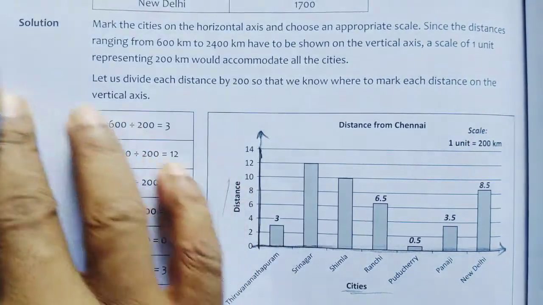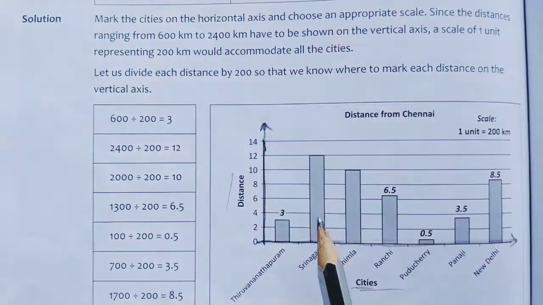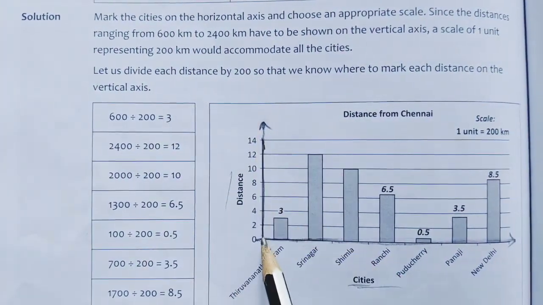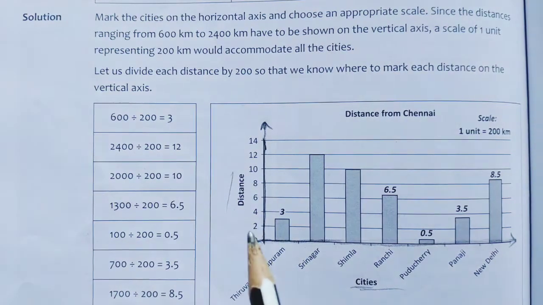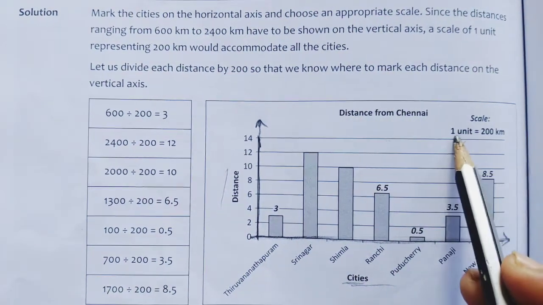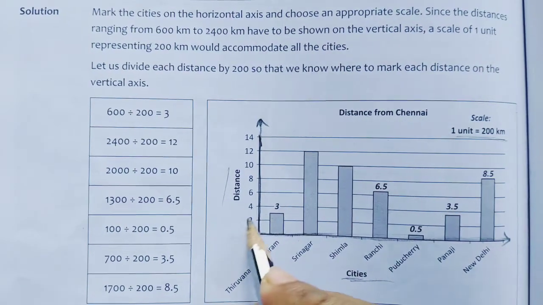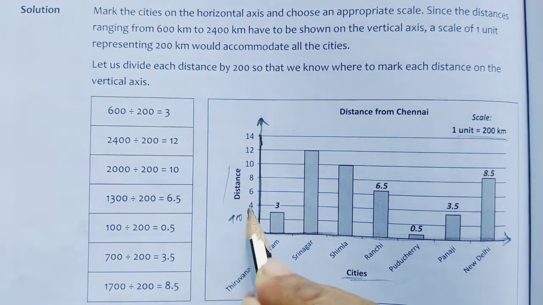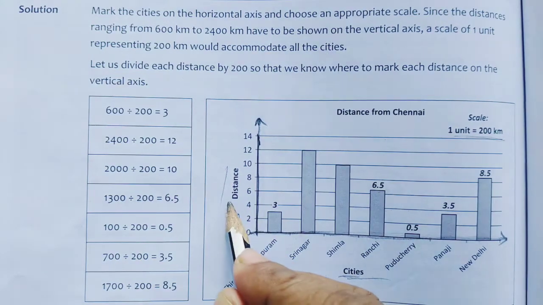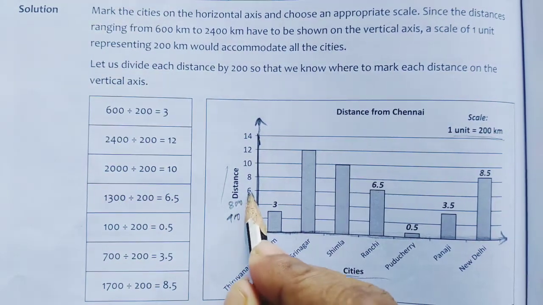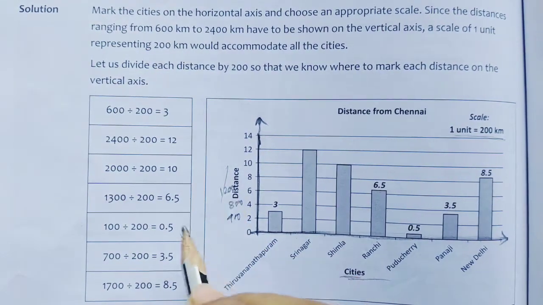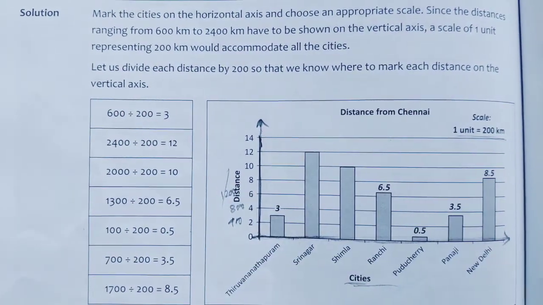Now this is the distance. So think that 1 unit is equal to 200 km. So 2 units mean 400 km. So this is 400 km, 4 units will be 800 km, 6 units will be 1200 and so on.